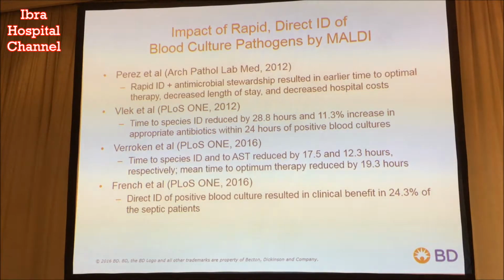The third study, performed in 2016, found the time for species identification and time to antimicrobial susceptibility results was reduced by 17.5 hours and 12.3 hours, respectively. And that meant that the time to optimum therapy was reduced dramatically, in this case by 19 hours. And then the French study, also published in 2016, found that direct identification of positive blood cultures resulted in clinical benefit for 24% of their septic patients.